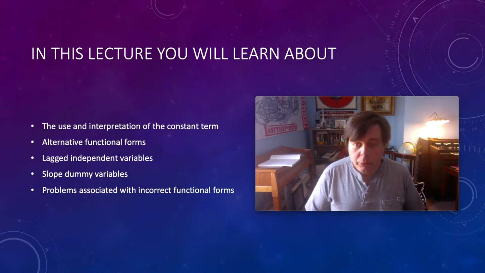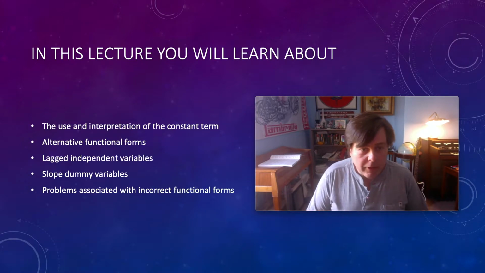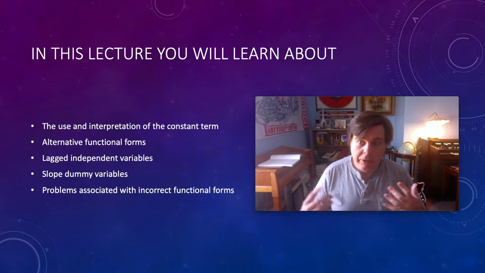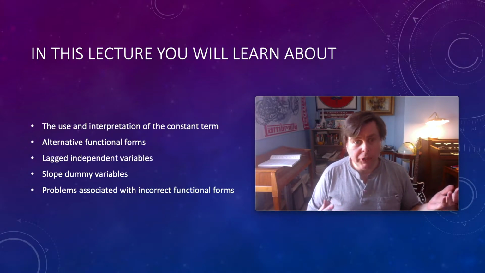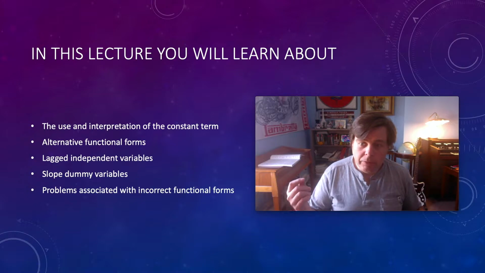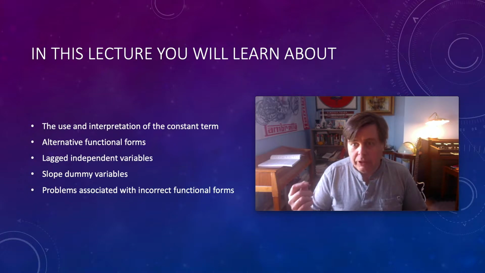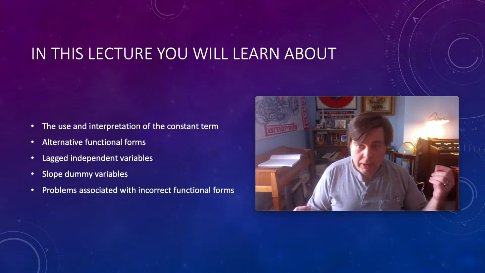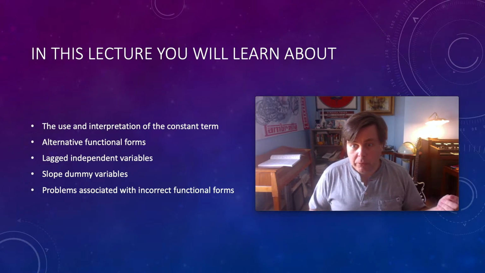In this video, we'll be continuing from the last presentation, continuing our discussion of specification and the estimated regression equation. This time we'll be talking about functional form. And by functional form, what we mean is the relationship of how we expect changes in our independent variable to impact the estimated value of our dependent variable.